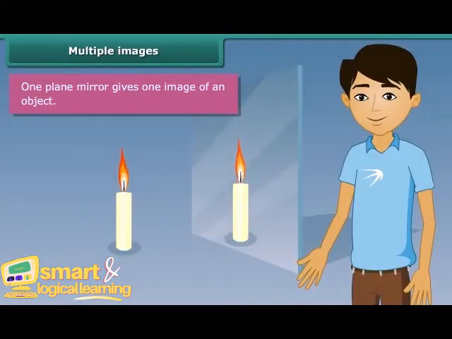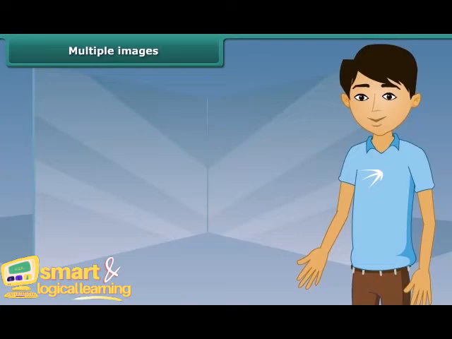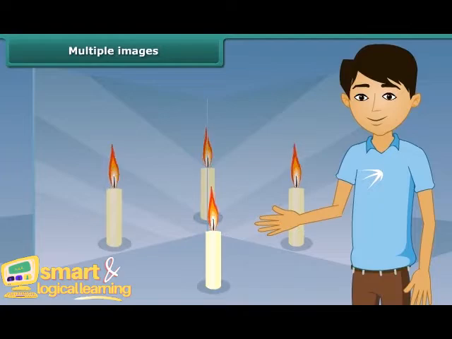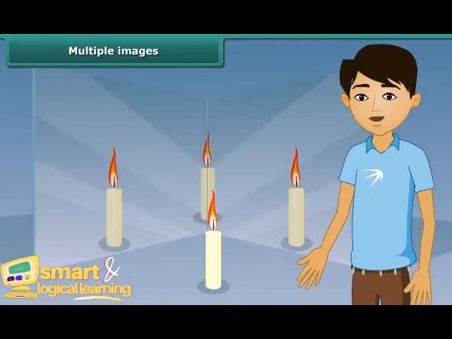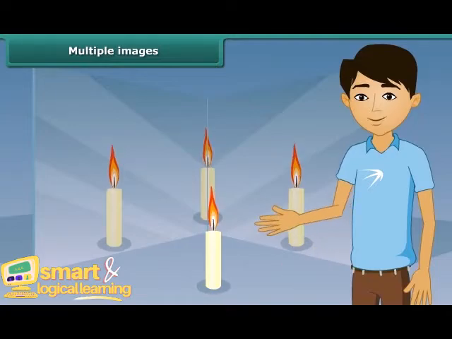One plane mirror gives one image of an object. Can you tell how many images we would obtain with two plane mirrors? Let us perform an activity to know the number of images formed using two plane mirrors. Take two plane mirrors. Set them at right angles to each other with their edges touching. Place a lighted candle in between the mirrors. How many images do you see? Strangely, we can see 3 images of the candle in 2 mirrors.